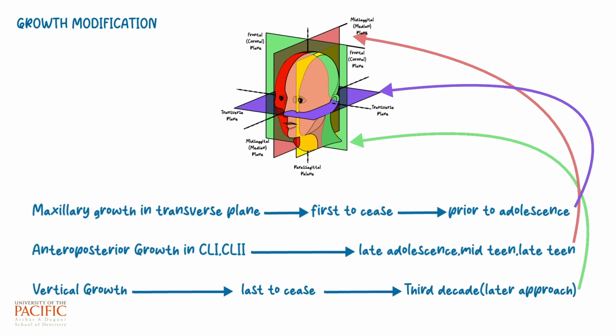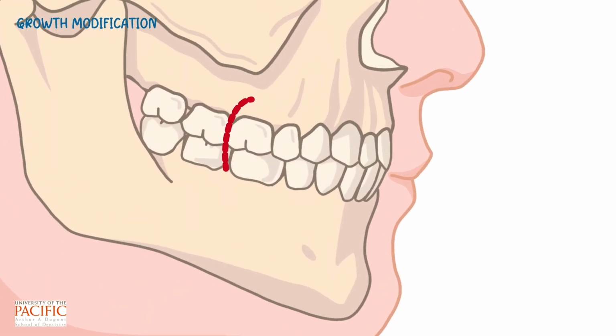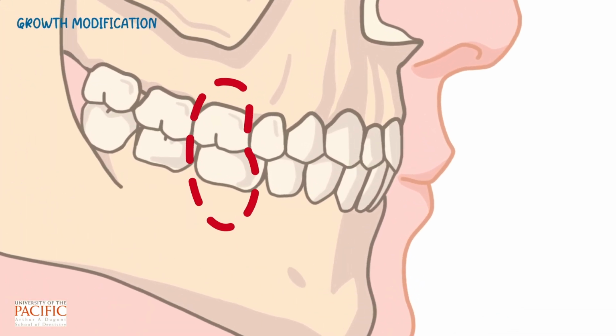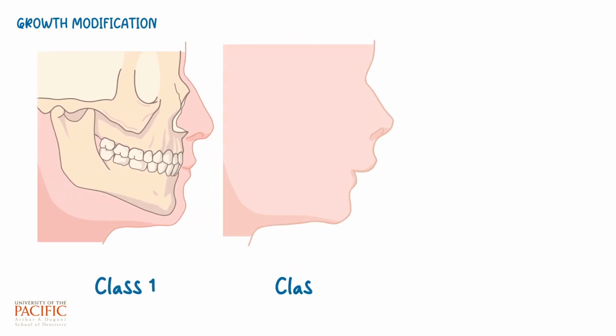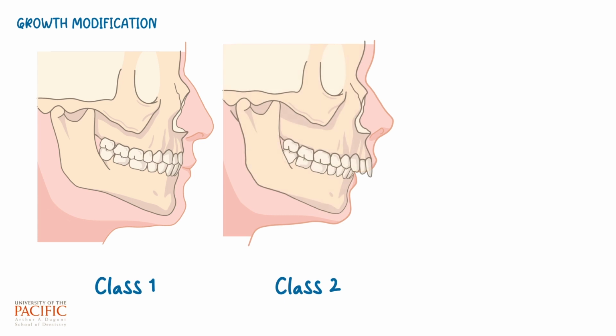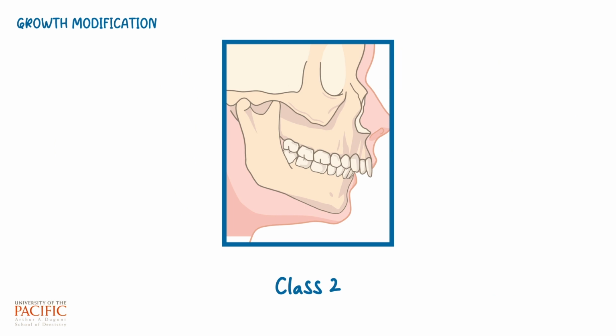Understanding these different timings in growth modification is essential for effective treatment planning, achieving optimal results, enhancing facial aesthetics, and correcting any related issues. Class I is the most common, where the maxillary mesiofacial cusp is located in the mesiofacial groove of the first mandibular molar. Class II is posterior positioning of the mandible relative to the maxilla, and Class III is anterior positioning of the mandible relative to the maxilla. In this module, we'll focus specifically on skeletal Class II growth modification.